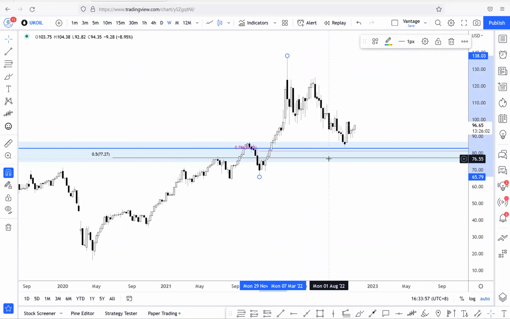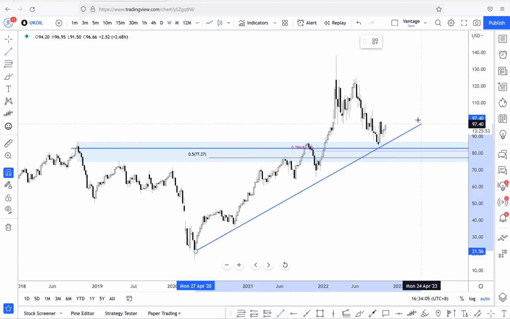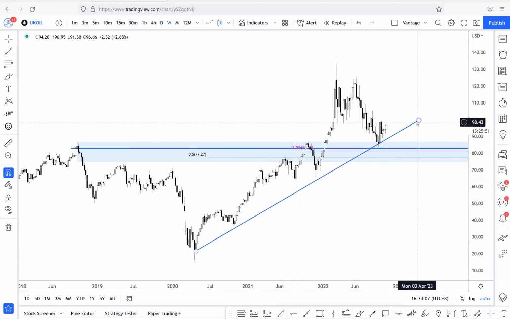So all on the higher time frame, if you take a look at it on the monthly, on the weekly, it's currently testing a support region right now, right? A support level. You have some sort of ascending trend line being respected as well. Okay, so this is the outlook on oil on the higher time frame.